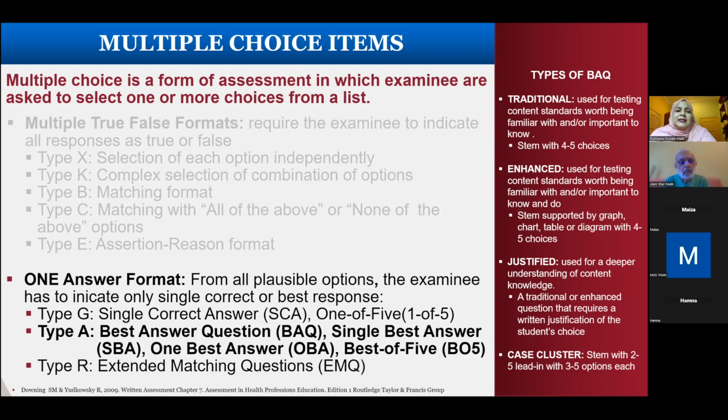The type R is the extended matching type of question, in which there are a number of options and the student has to select only one option from those, reading the stem and then coming to that option.